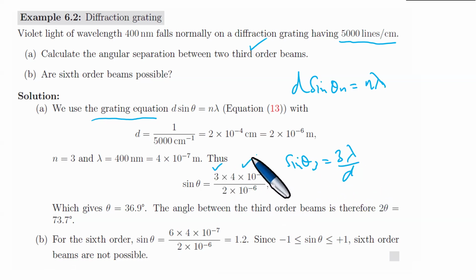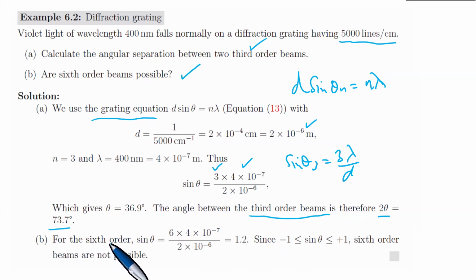So 3 times the wavelength, 400 nanometers, divided by the distance d, which gives θ equals 36.9 degrees. The angle between the third order beams is therefore twice θ, which is 73.8 degrees, so we multiply that by 2. Now, are sixth order beams possible? That is the question.